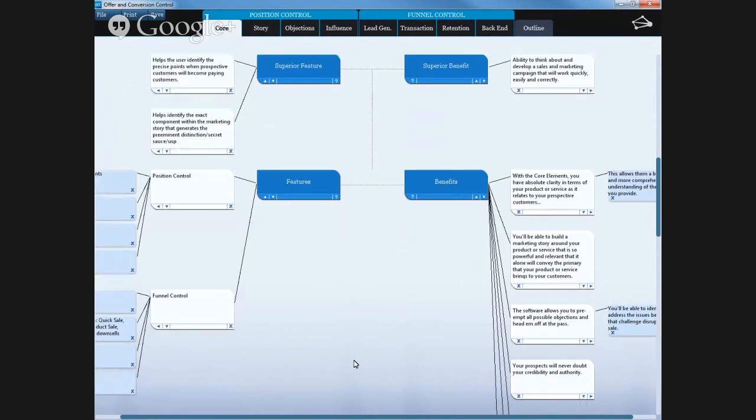I'm not going to list and read all those. This is where we just went through and listed a bunch of features. We broke out our features in terms of the two tabs here, the position control versus funnel control. We listed some of the components of each, and of course, the benefits of each.